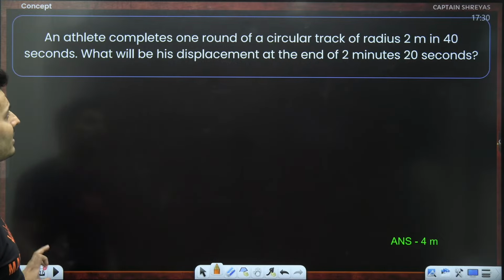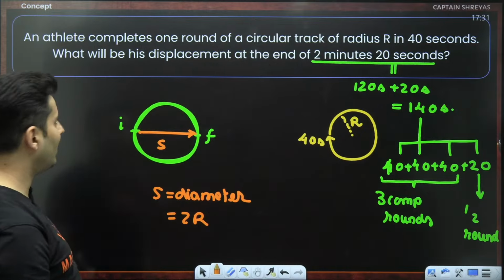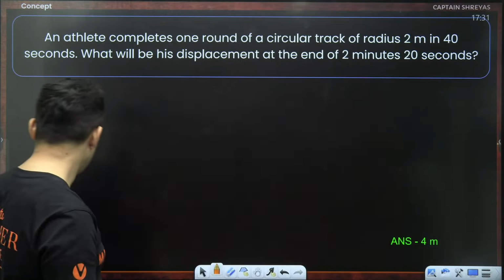What is the radius? Is it given to be 2 meters? It is given to be r. So it will be 2 times r. I don't know, somehow they put the radius as 2 meters. So 2 into 2 is 4, which is also correct.